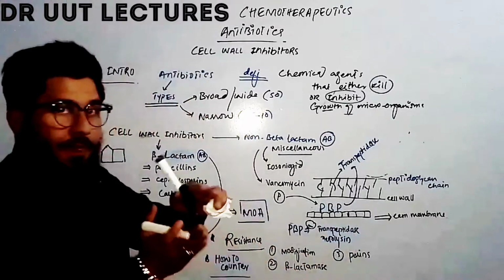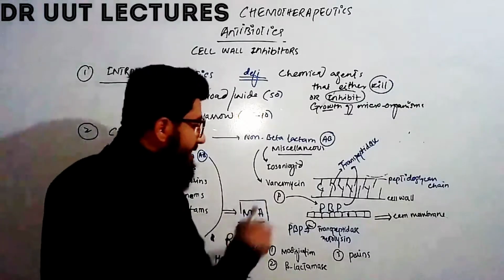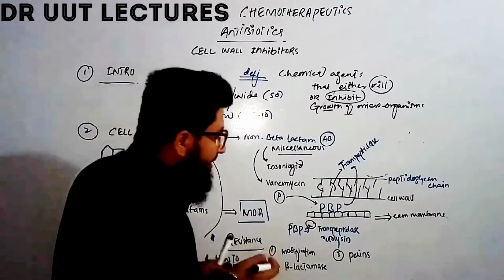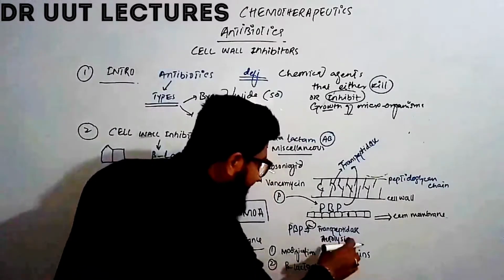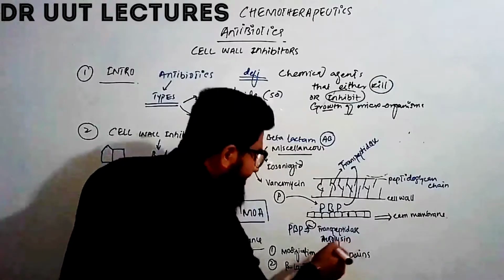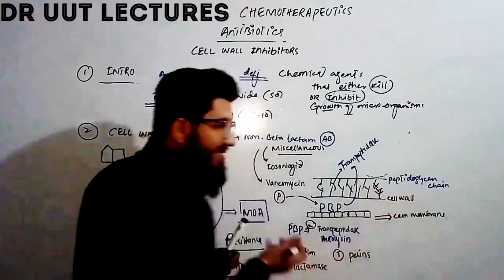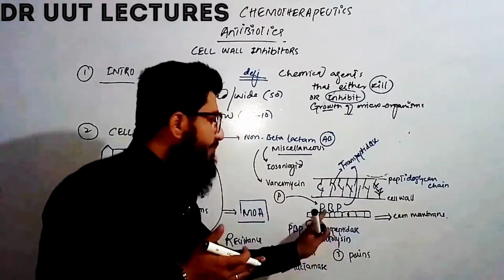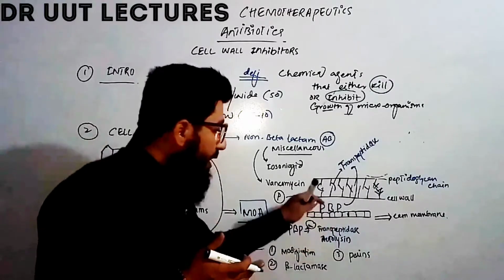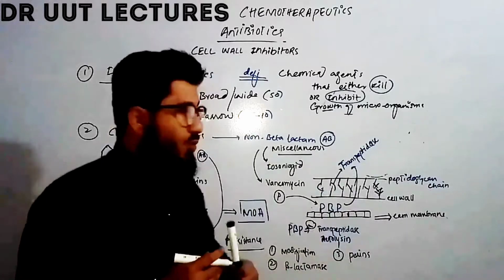Transpeptidase mechanism is actually inhibited. No cross-linking. In the meanwhile, these penicillin binding proteins will activate autolysin enzymes. Now, as the name indicates, when autolysin is activated, it will start breaking the cell wall. Auto means self, lysis means breaking. So after activation of this autolysin by the penicillin binding protein, they will start further breaking the cell wall.